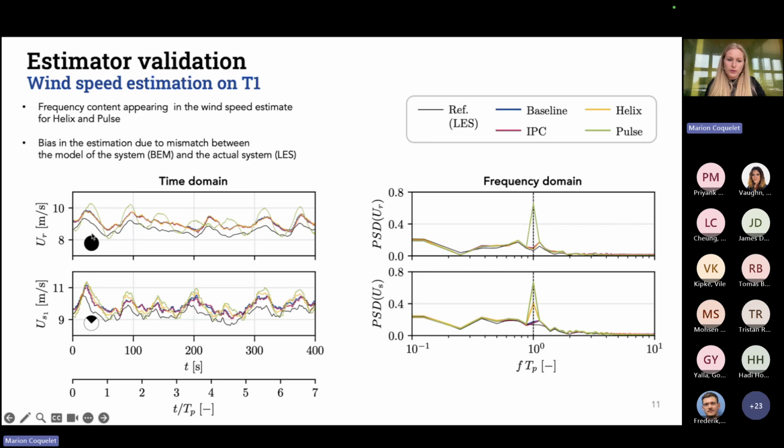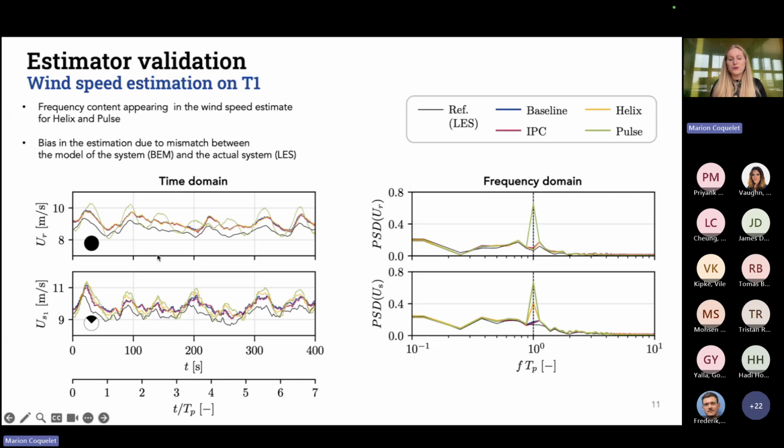The first thing that is probably striking is that between the reference and all our control cases here, so this is our reference and these are our estimates when turbine 1 is doing baseline IPC, helix, or pulse. We also tested a low delay IPC, but I won't talk too much about it today. The first thing that is striking is that we have a bias in the estimation. So that indicates that between the blade loads that we measure from the LES and what the BEM gives us as an estimation of what we should get, we have a difference. So we have a difference in models, and this is the reason why we have this bias.